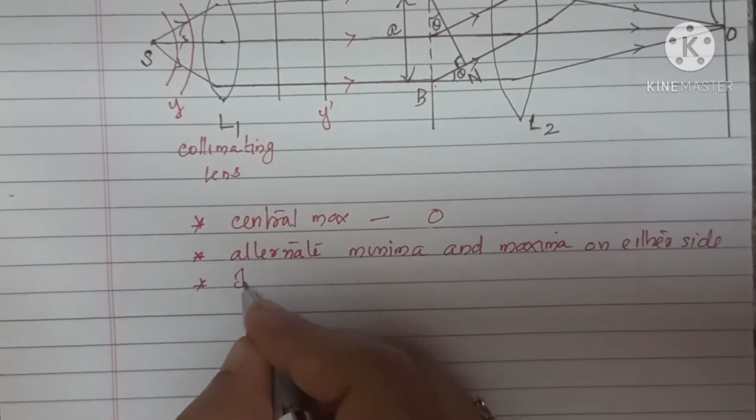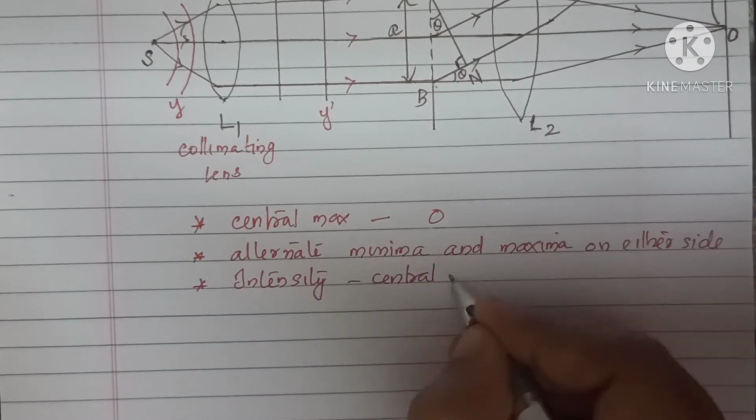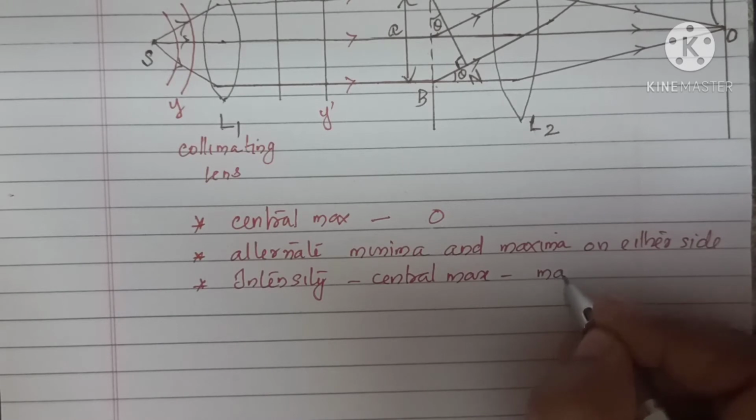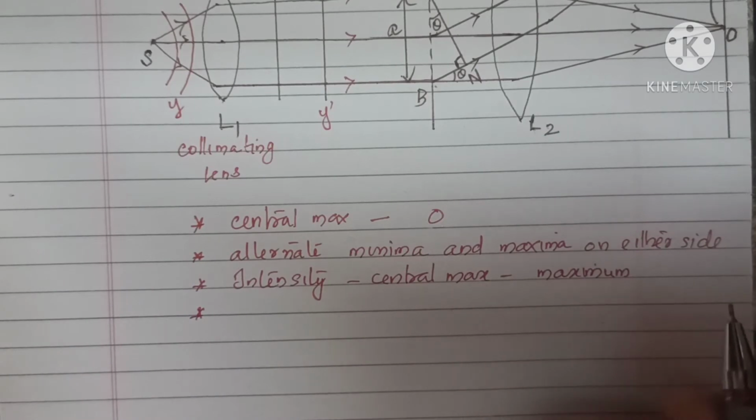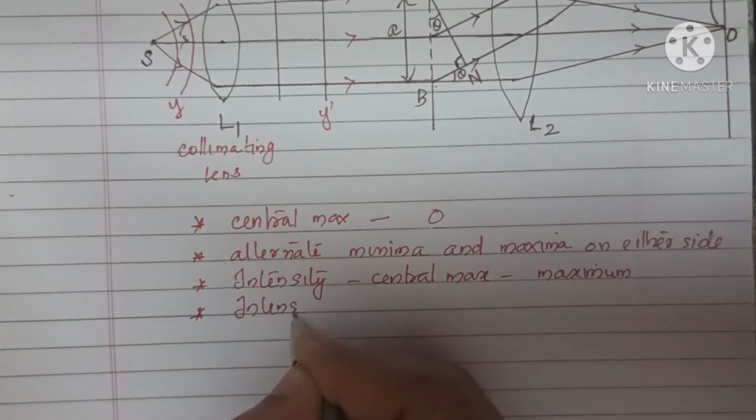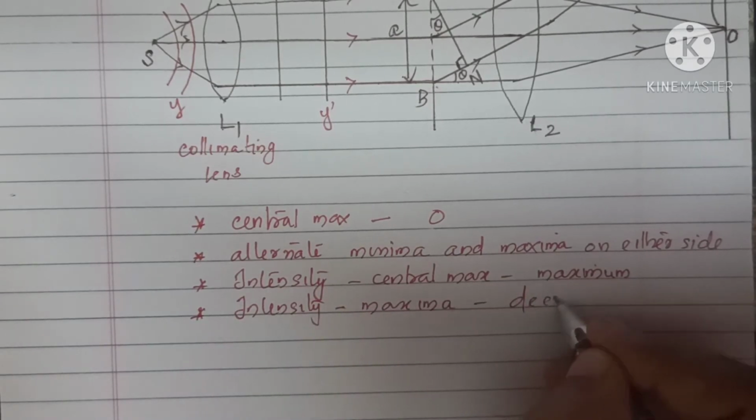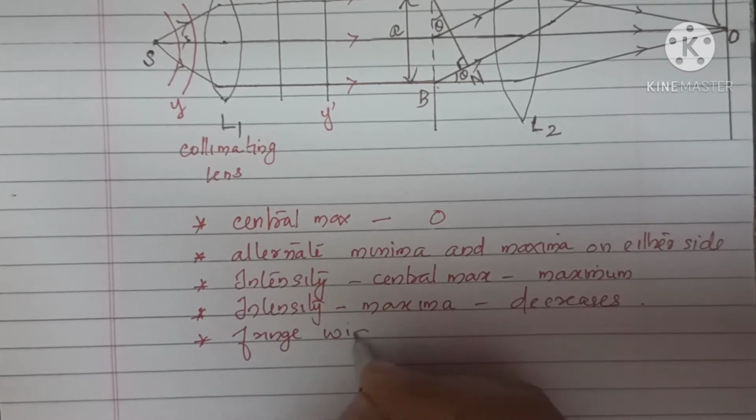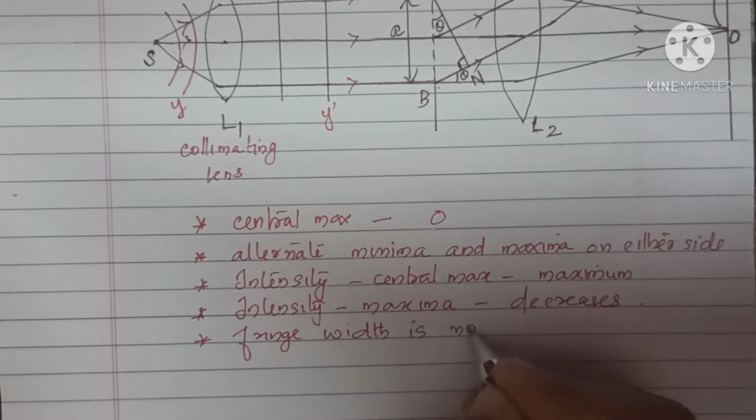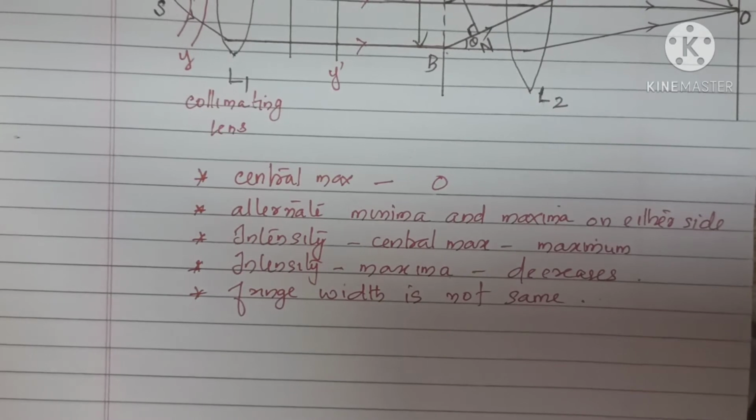Then the intensity of the central maxima, or the bright point, is maximum, but as we increase the distance from O on either side, the intensity of maxima decreases. Next is the fringe width is not the same. Clear? So these are the observations.